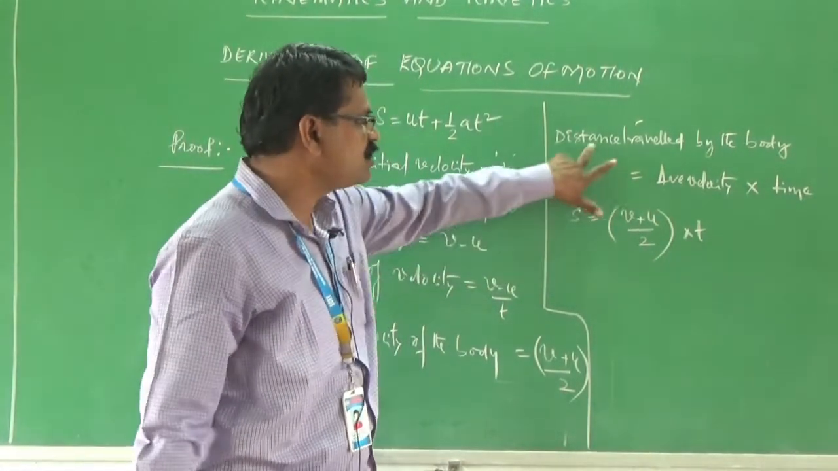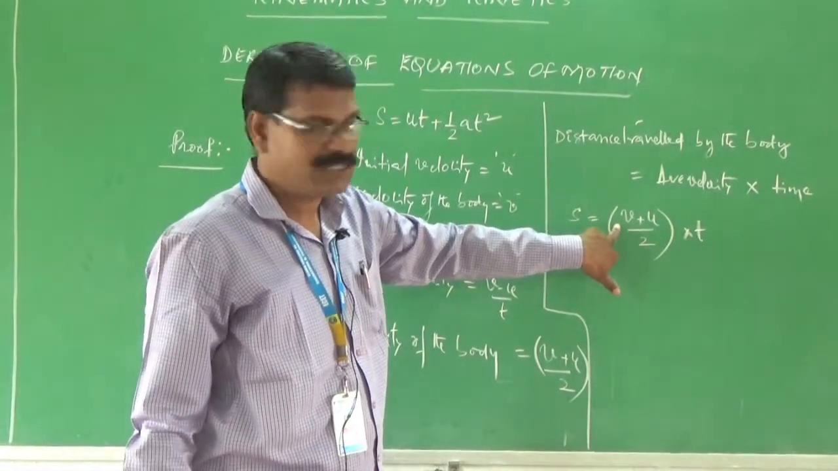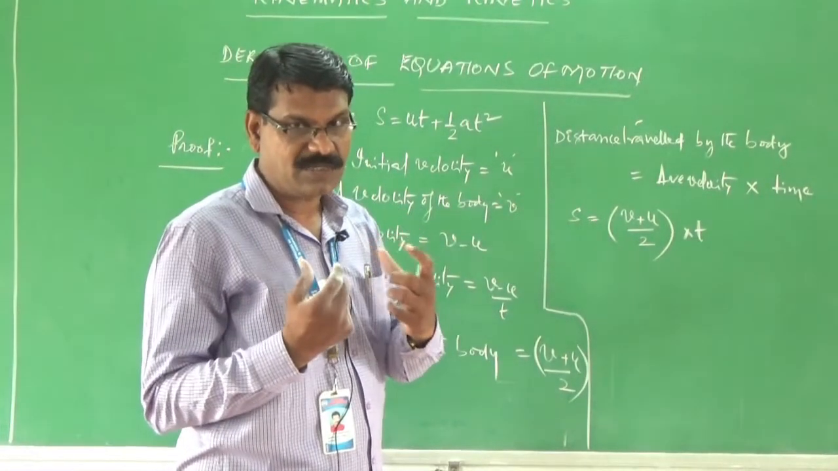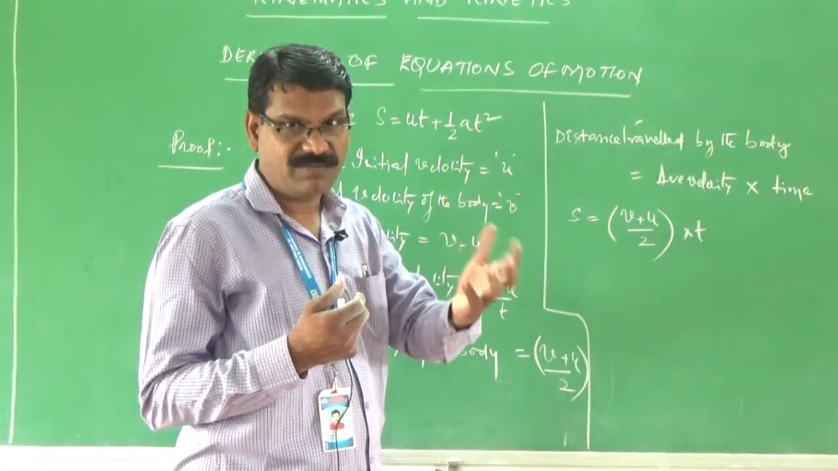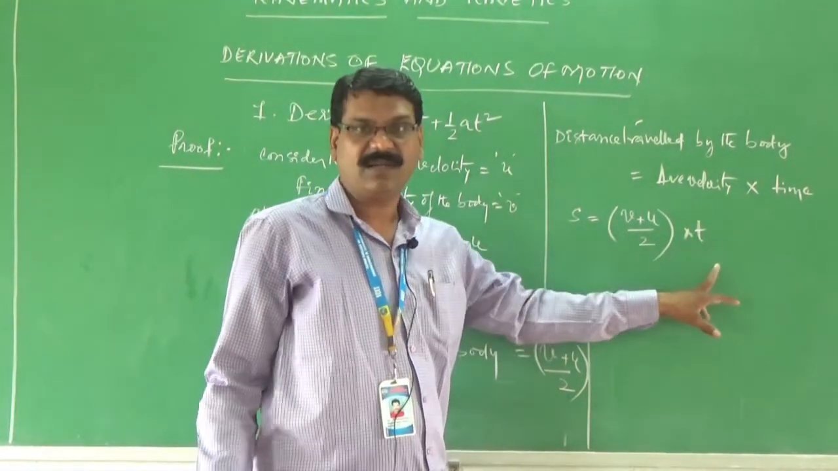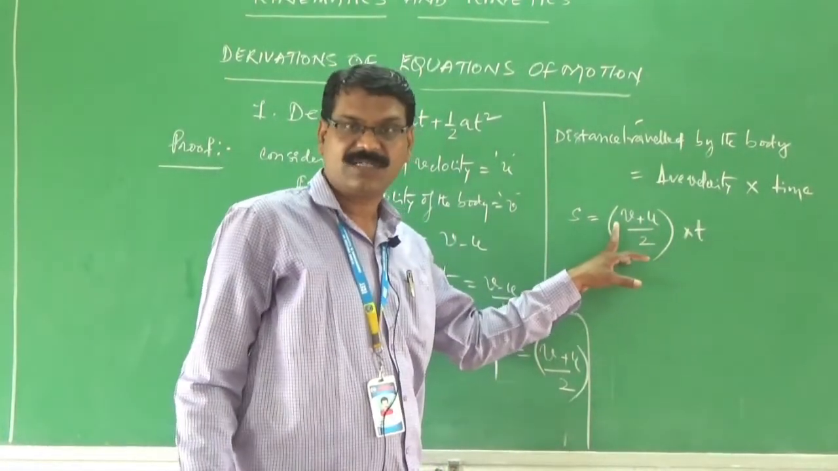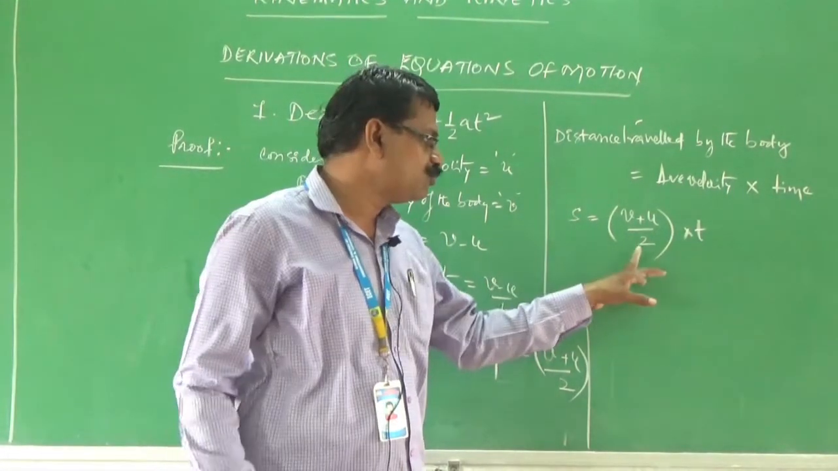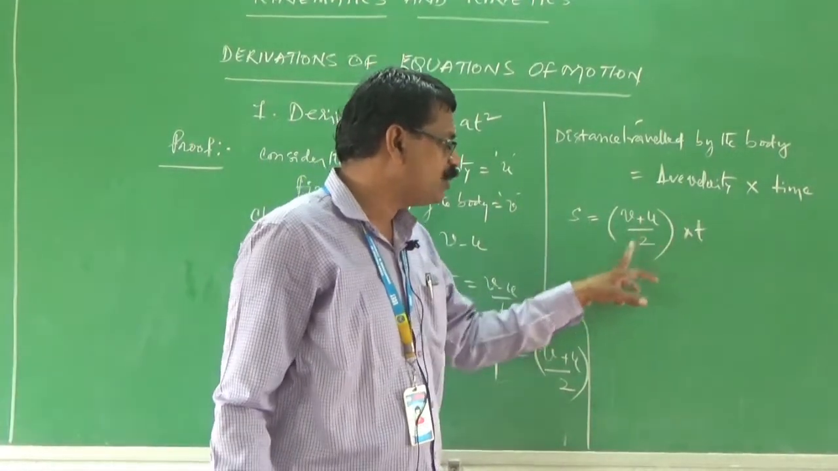My S is distance traveled by the body, and my v is the final velocity, and my u is the initial velocity. So how are we able to get average velocity? What are the participating velocities we have? Add both of them and divide by 2. So we will get S is equal to (v plus u) by 2 into t. I have only two velocities here, initial velocity and final velocity. So both are combined and divided by 2, and I would like to call it average velocity. Therefore, S is equal to (v plus u) by 2 into t.